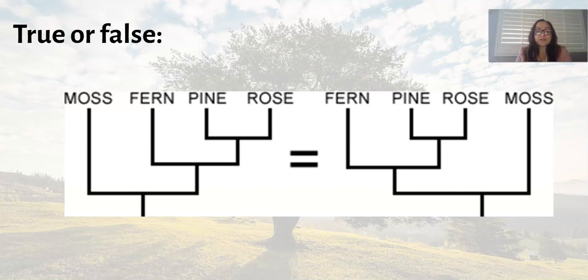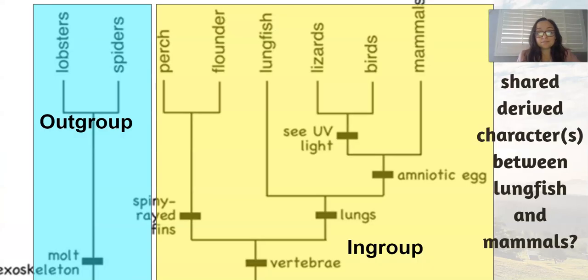And so with that, it's not really accurate to say the moss is more primitive than the flowering plants. Also, to point out, if you really look at these two trees, you can see that they are equal with what they're saying as far as common ancestry and the evolutionary histories of these species.